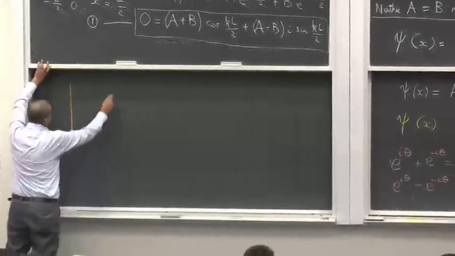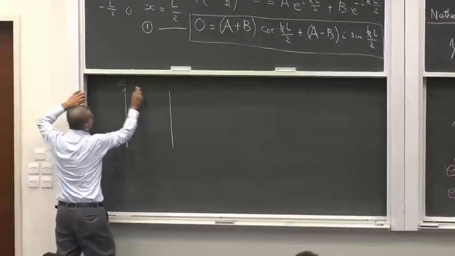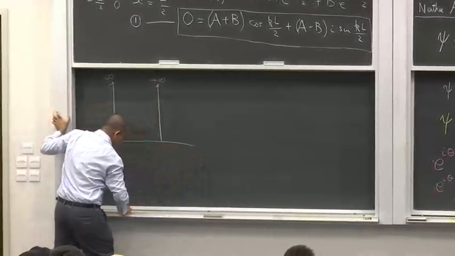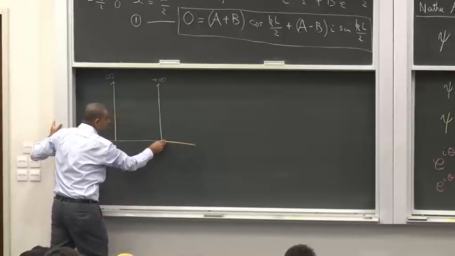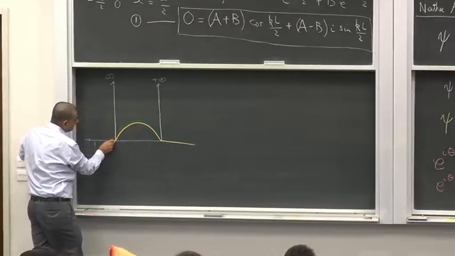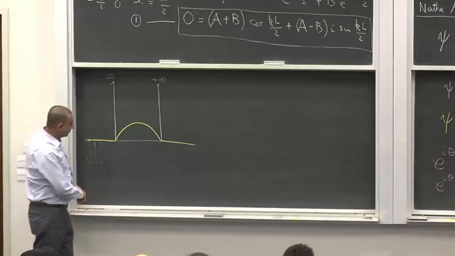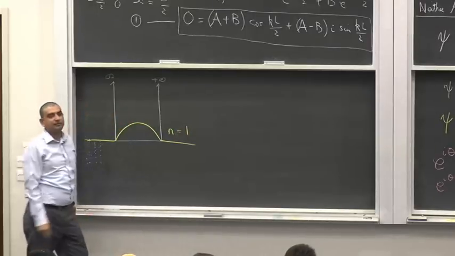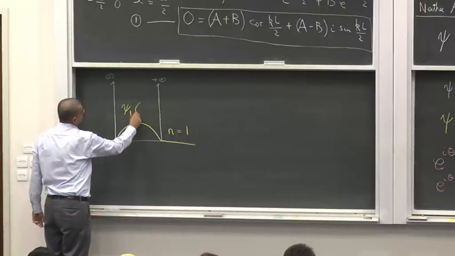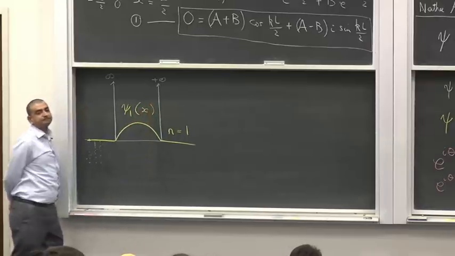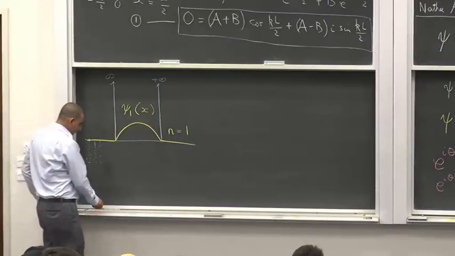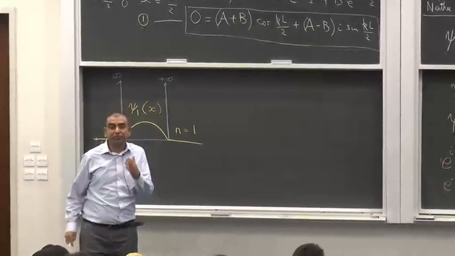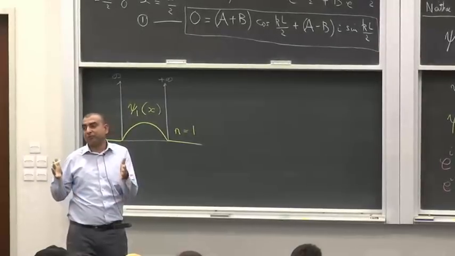So this is my infinite well. The potential energy goes to infinity here in this region, and inside the well, the wave function looks like this. Now this is the wave function. Now, does the wave function have a physical meaning? Well, you need to take the modulus squared of the wave function. That gives you the probability density.